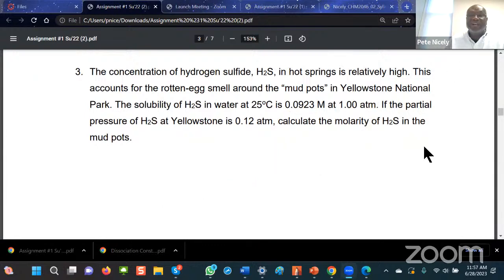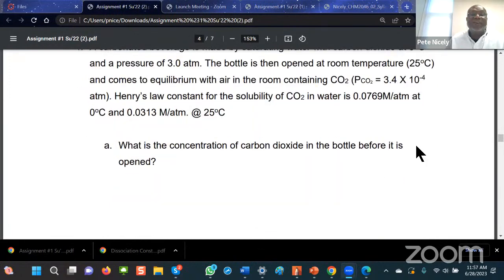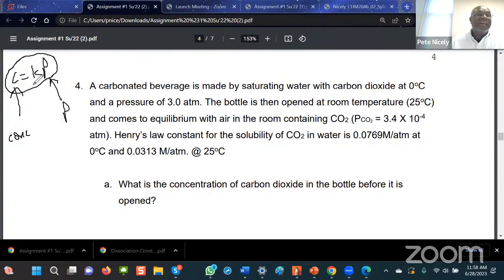Okay, so let me scroll down to question number 4. All right, so let's look at question number 4. Again, this is based on Henry's law. Let me just write down Henry's law to the side so that you can have it to refer to. Henry's law is C is equal to KP, right? So this is what we'll be using. Remember, C is the concentration, and P is the pressure, and K is just basically a constant.